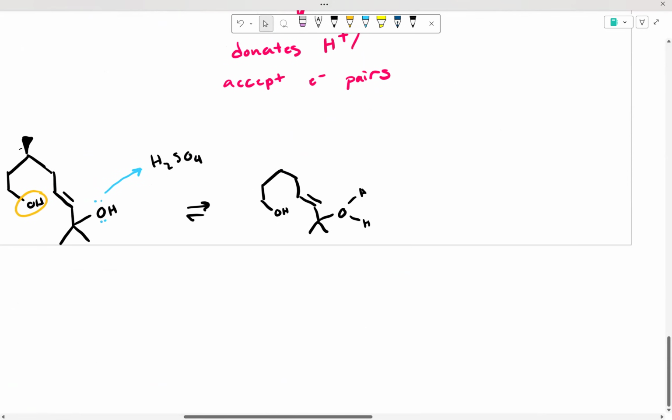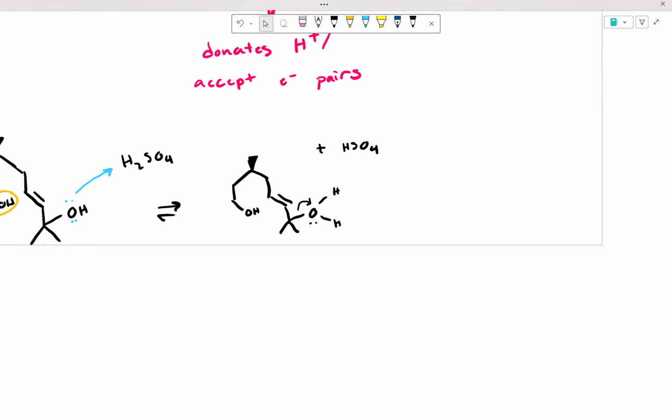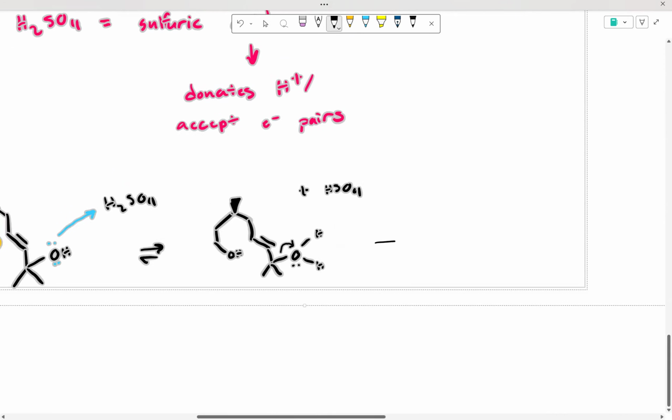When the alcohol takes the hydrogen from sulfuric acid, we create a water group. And we should know that water is a good leaving group, which means that it's gonna take electrons from the bond between the C and the O, plus HSO4.